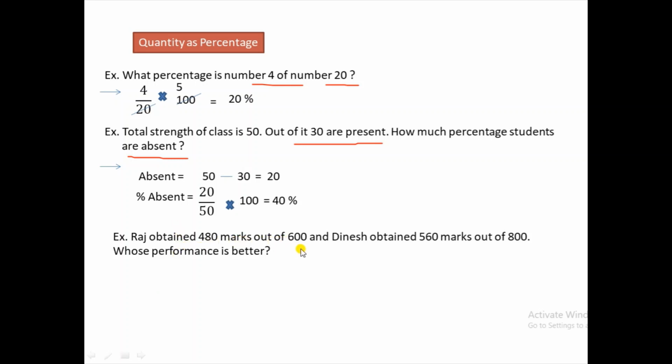by 50 into 100. Okay, so the next question is: Raj obtained 480 marks out of 600 and Dinesh obtained 560 marks out of 800. So whose performance is better? Now this is a different kind of question. There are two parameters: Raj has obtained 480 marks out of 600 and Dinesh obtained 560 marks out of 800. That means a basic parameter is different.